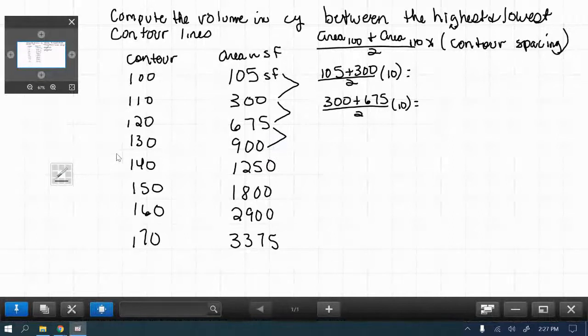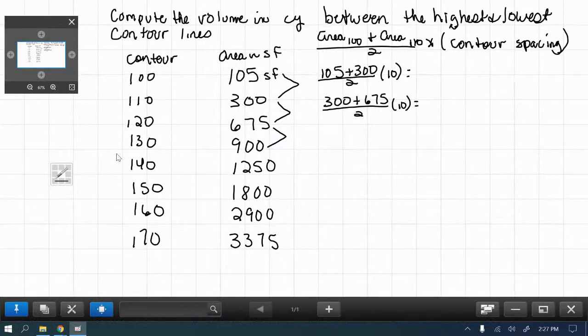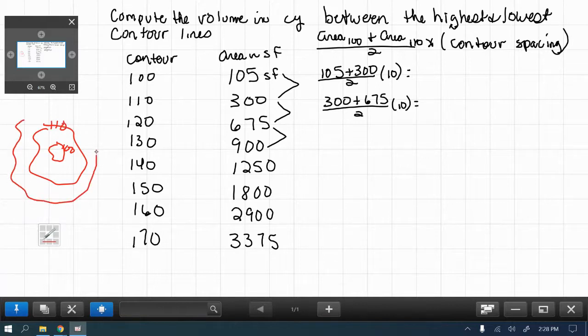All right, can you see my screen? Yes, ma'am. Okay, so I'm going to do one that shows you how to compute the volume in cubic yards between the highest and lowest contour lines. If I was doing contour lines, I'm going to do a little drawing over here to the side. This would be 100, and then as it got bigger, this would be elevation 110. We would get an area, and this would be 120. And then as it gets bigger, it's just like this model right here.